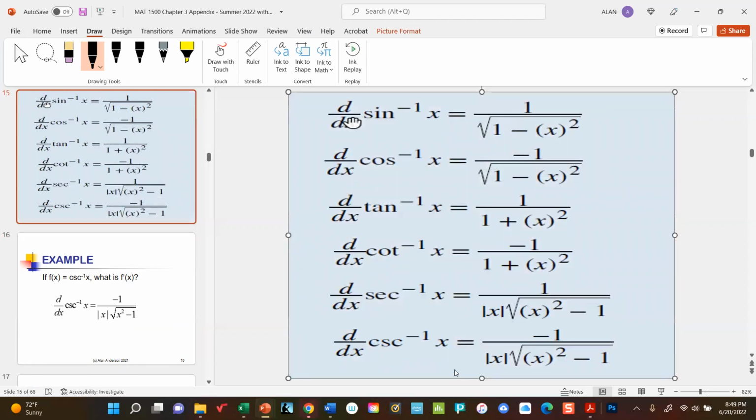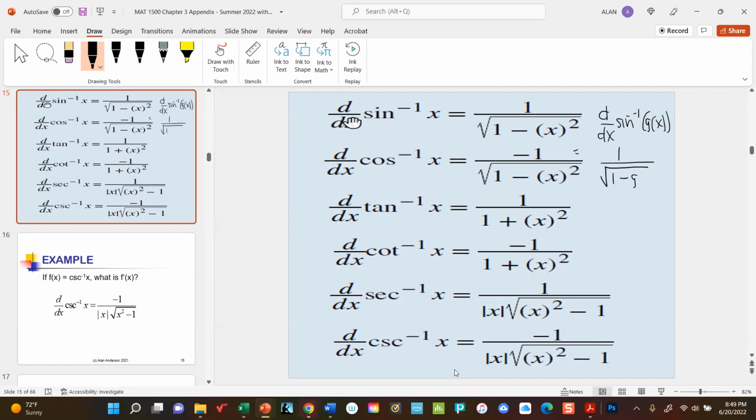So like for the sine, instead of just x, if we have g of x, what ends up happening is that the x becomes g of x, and then we multiply by g prime of x. And you'll see the same pattern for all of them. In other words, if it's not just the sine of x or cosine or whatever, the x is replaced with g of x, and then at the end you multiply by g prime of x.